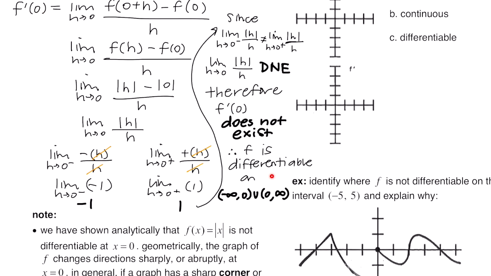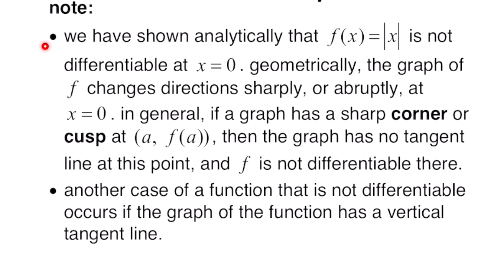And finally, we say f is differentiable on the interval from -infinity to 0, and then also from 0 to infinity. Right here I have a note. We have shown analytically that the absolute value of x is not differentiable at 0. Geometrically, the graph of f changes direction sharply or abruptly at x equals 0.